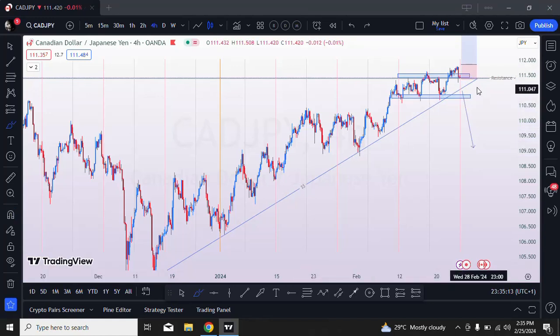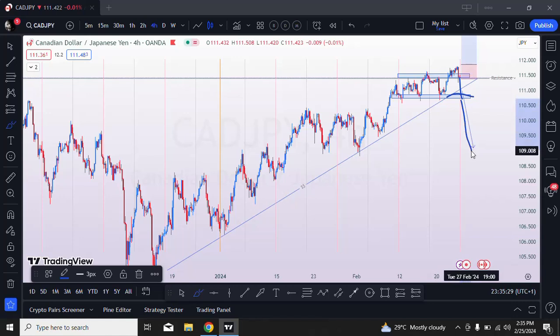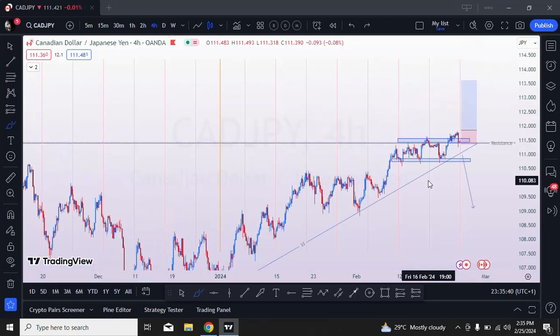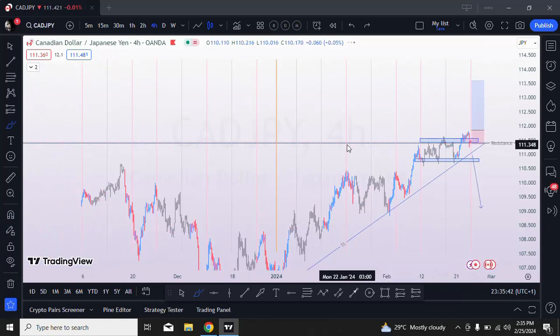First, if price returns and breaks above this resistance, I'm looking for a buy opportunity up. But if price fails this week, fails and breaks below this level, I'll be looking for a sell opportunity all the way down to these levels, right? So these are the pre-week analyses for the 8th week in the month of February 2024.